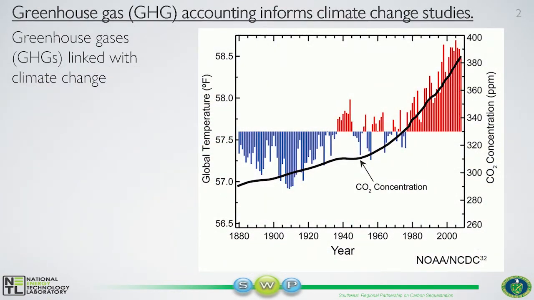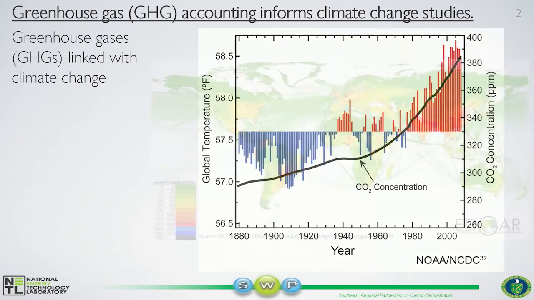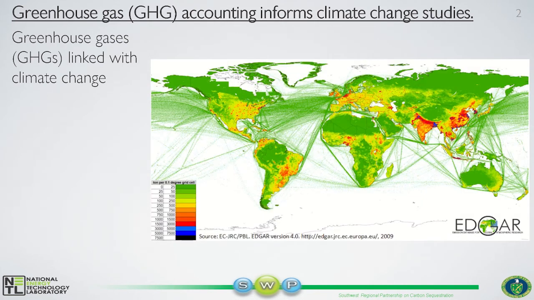First off, what are GHGs and why do we care? Well, the general scientific consensus today is that human-caused greenhouse gas emissions like carbon dioxide and methane are the leading factor in global climate change. Here we can see that graphically. As CO2 concentration has increased in the past century, so has the global temperature. So we set out to study these gases and how they interact with the environment.